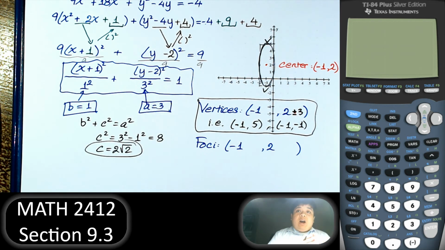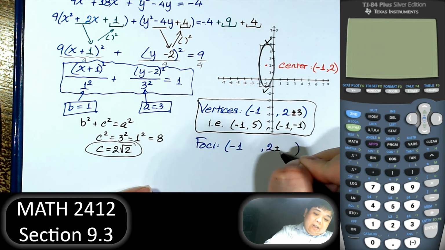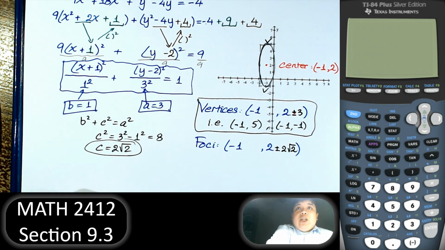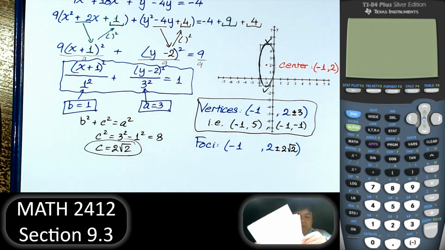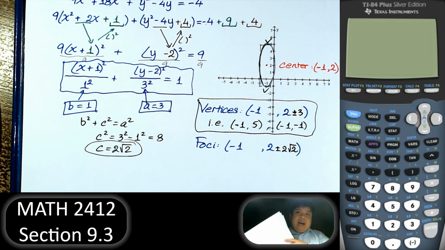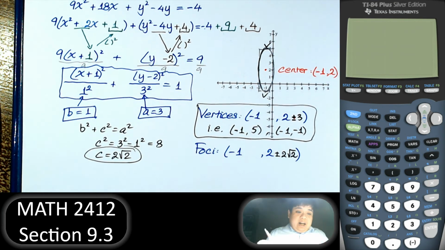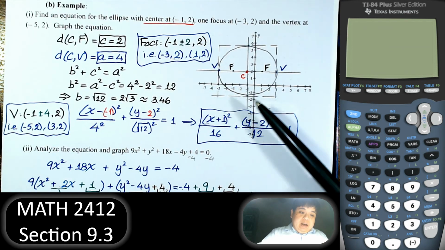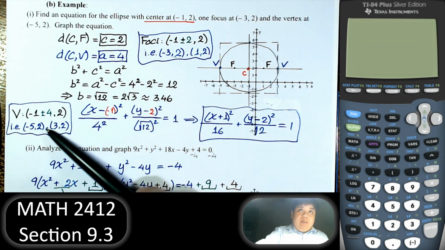Notice that the foci, vertices, and center are all on the same line. So this is vertical. So I'm going to add to the y-axis. So, like I said, don't have to memorize the formula in this table. Don't need to know that. Need to know the center though. And from the center, if this is vertical, we're going to add to the y component. If it's horizontal, we're going to add to the x component of the center.